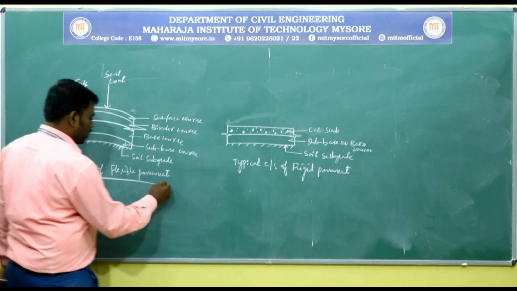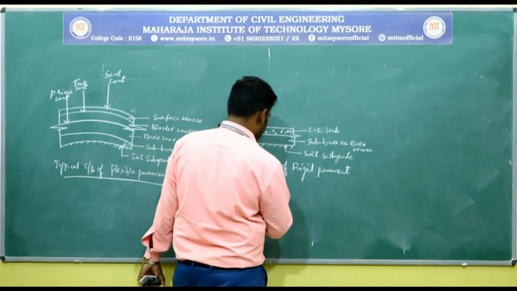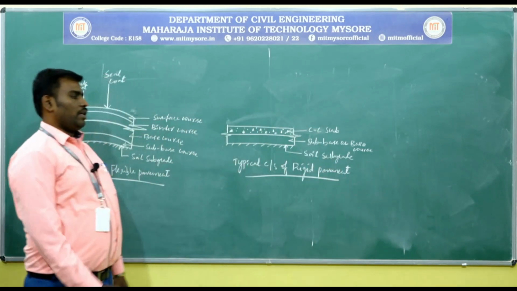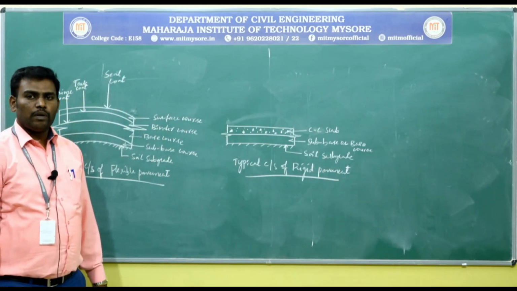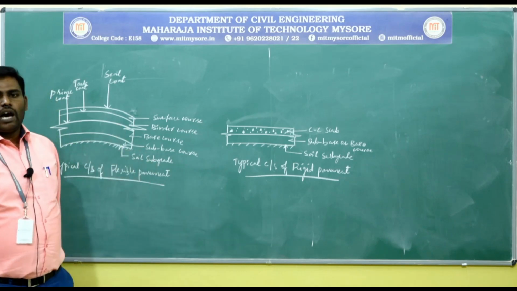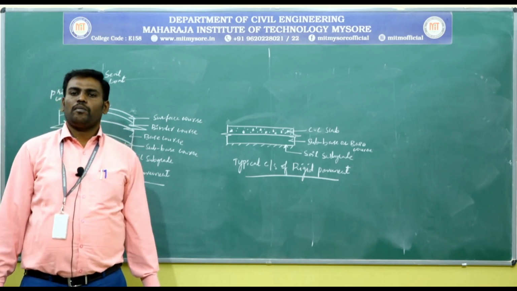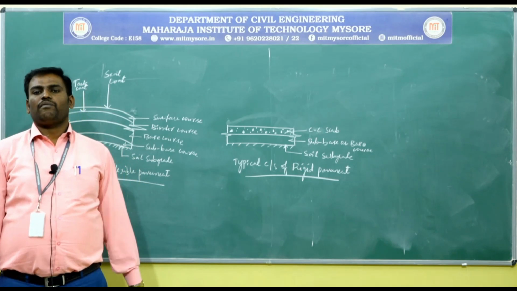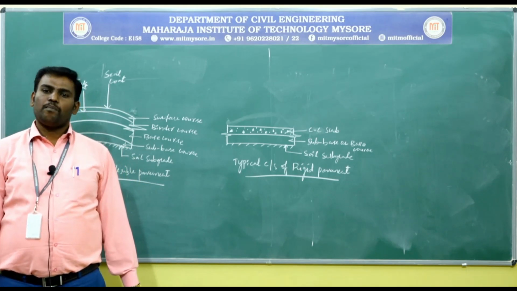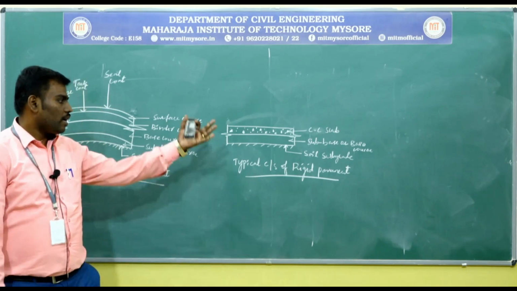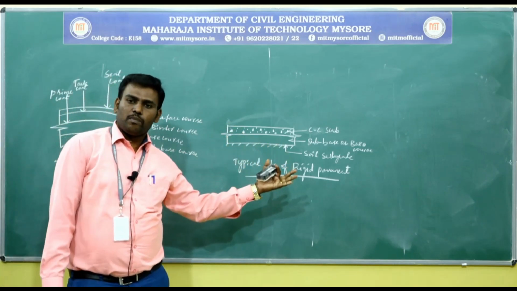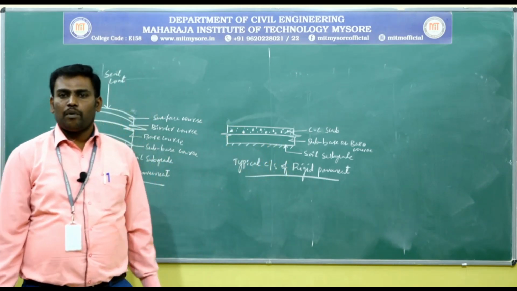Okay, this is a typical cross section of flexible pavement and this is a typical cross section of rigid pavement. They may ask you to draw the typical cross section of flexible pavement and explain the functions of component parts. They may ask you to draw the typical cross section of rigid pavement and explain the functions of component parts.